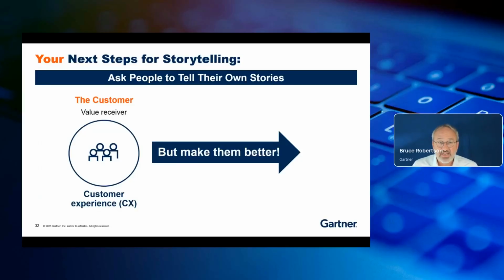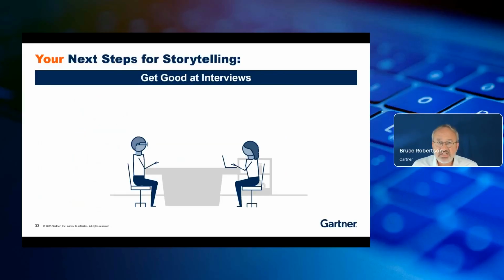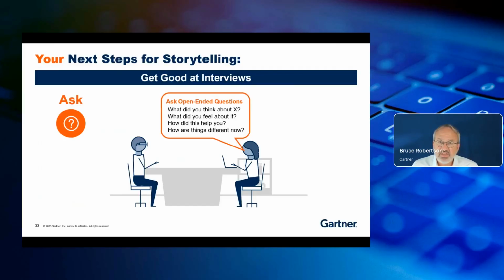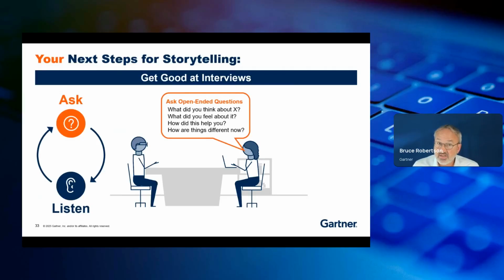So you do want to go get those stories, but you also want to kind of be a good interviewer. So what we're going to say is you need to get good at interviewing if you really want great human value stories. You can ask very specific questions, but you want to make sure they're very open-ended. Things like, well, what did you think about it? What did you feel about it? How did it help you? How are things different now? And then listen. Or even better yet, when you listen, ask a follow-up question that digs deeper. Like, why was that the case?